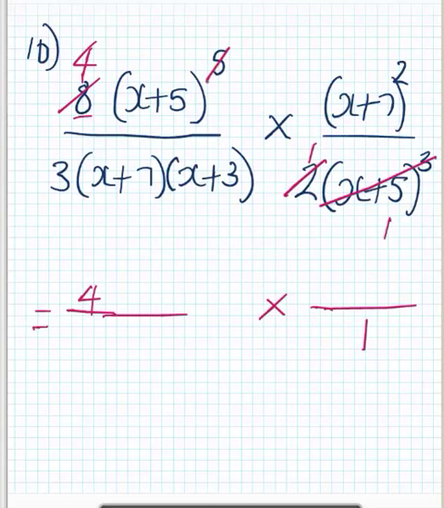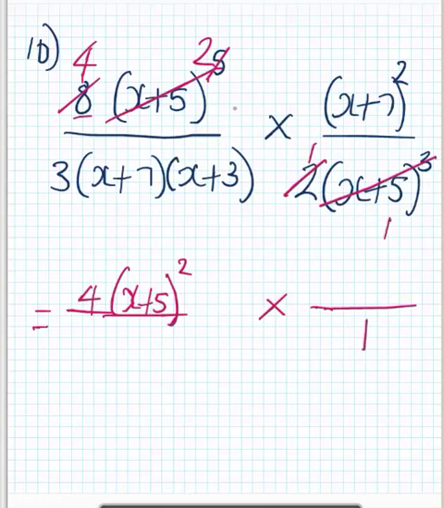5 take away 3 is 2. So I've got x plus 5 squared. There's 2 of those there. All right, and I'm going to cross it off completely just to say I've dealt with it. Next, I'll go up here. I've got x plus 7. There's 2 of them up here.